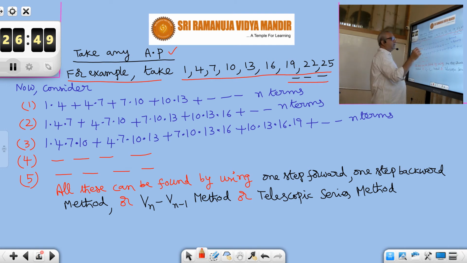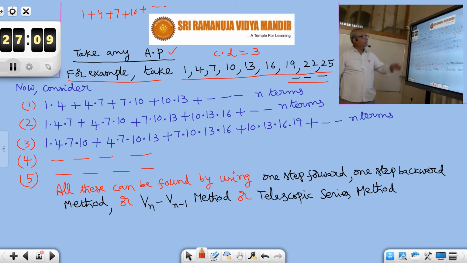What is the first term here? 1. What is the common difference? It is clearly 3. Okay, let us consider this. Now, suppose you consider the sum 1 plus 4 plus 7 plus 10 and so on. That is clearly an AP for which we have a formula. Anybody can find the sum. Okay. Now consider this series.